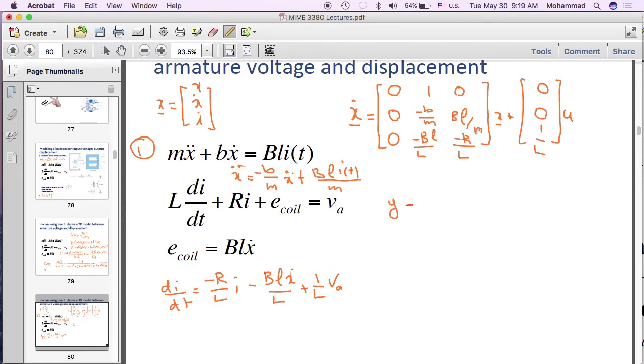So if the output of the system is position, this becomes 1, 0, 0 times x plus 0 times u. If the output of the system is velocity, 1 and 0 would switch places, so it becomes 0, 1, 0 plus 0 times u.